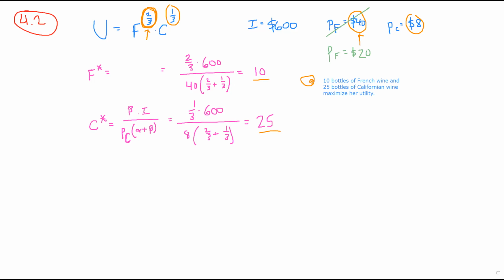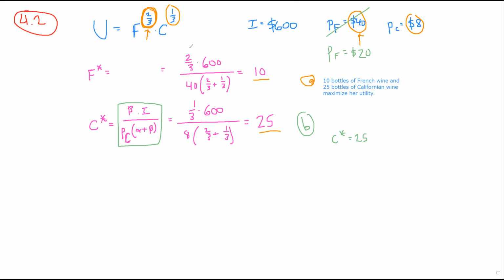The nice thing is, this will not change because notice it did not depend on the price of French wine. Notice that nowhere in this formula for our utility maximizing Californian wine do we see the price of French wine. Do you see a PF anywhere in here? No, no, no, no. There's no French wine price in that formula. So C star will not change. So for part B, we're still going to purchase 25 bottles of Californian wine.